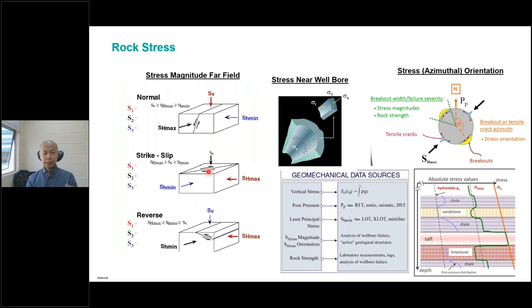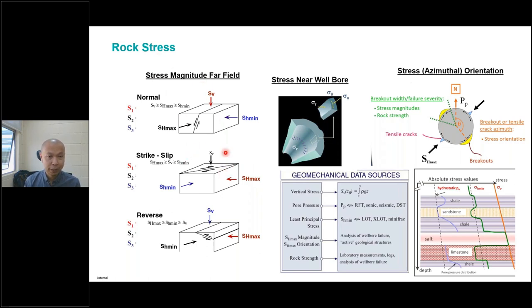All right, so let's talk about stress, rock stress. The reason why we cover rock stress is that it is one of the factors that govern sand production. Stress is a tensor, so we need to define two things: the magnitude and the orientation. Let's talk about magnitude first.